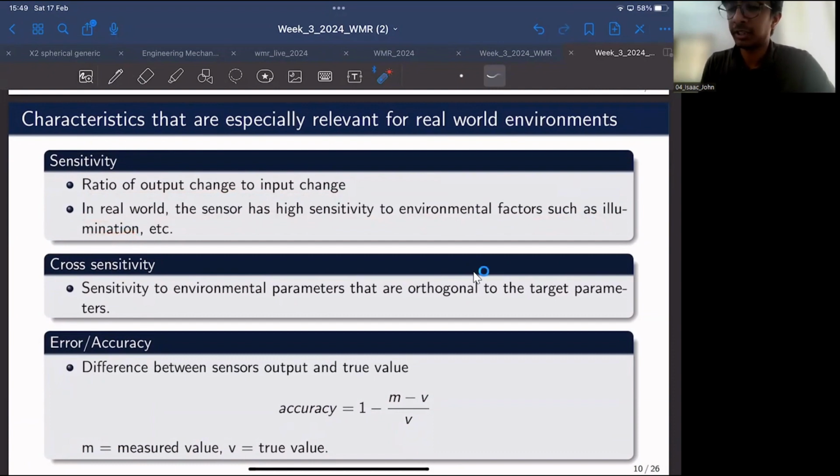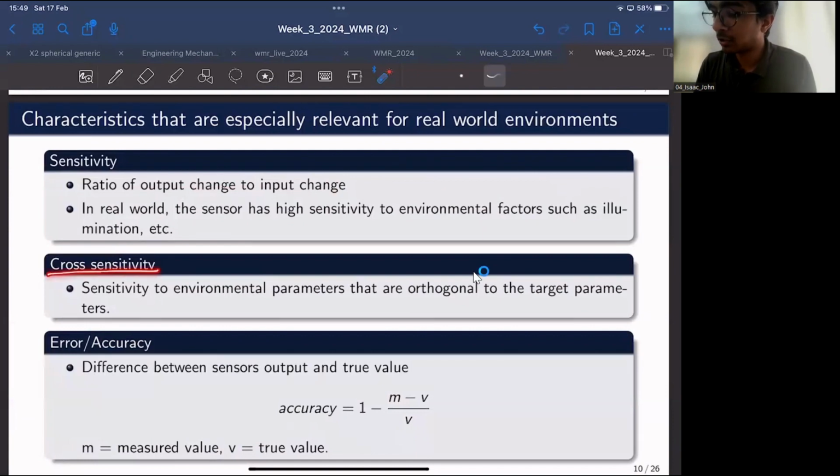If you are measuring temperature and the humidity is high, it may record some other temperature. Or if the measuring bulb is fouled with some impurities or dust, it may not even register the correct level. So that could be one factor.